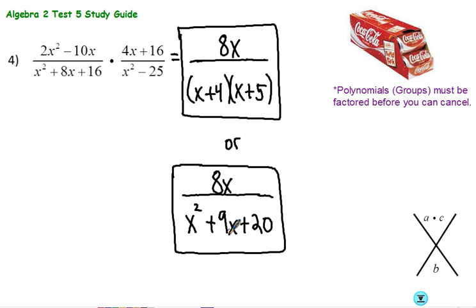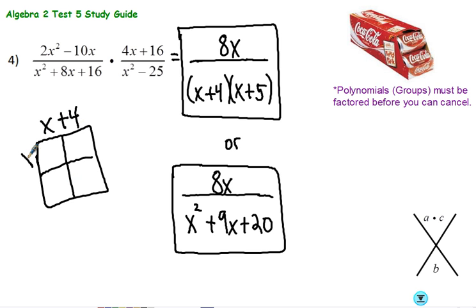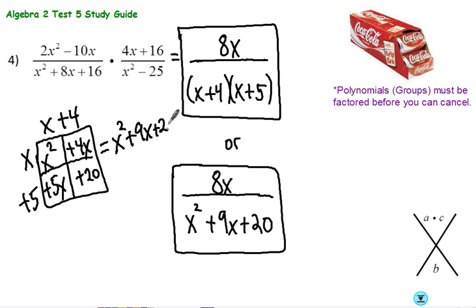So if you FOILed that out, or if you multiplied that out, I'll show you real quick what I mean by that. Right, if you multiply it out, x plus 4 and x plus 5, you get x squared plus 4x plus 5x plus 20, which gives you x squared plus 9x plus 20. So that's where we're getting that from.